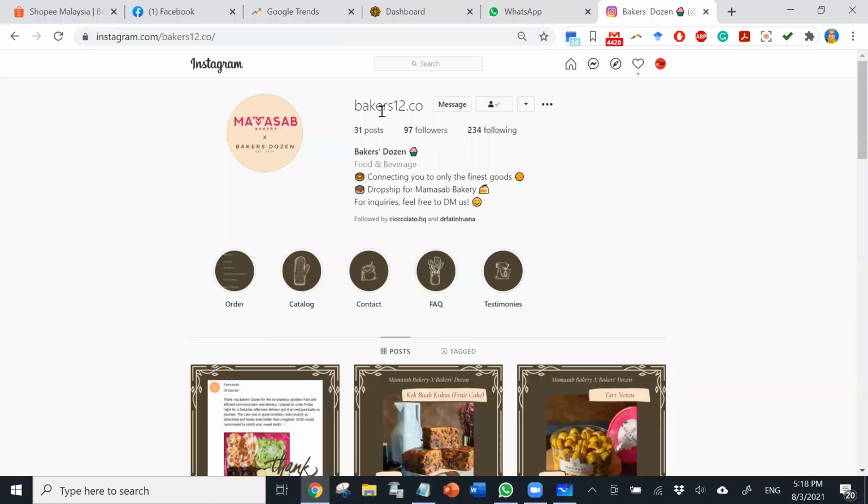So you need to find creativity, because this one is exclusive for one person. That's why, as you can see here, this group's brand name is Baker's Dozen, but they put Baker's 12 because Baker's Dozen had been used by other people on Instagram.